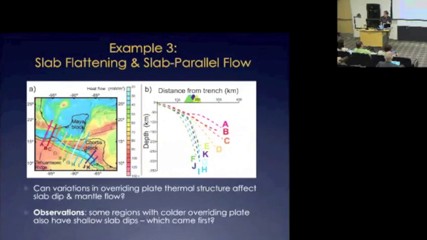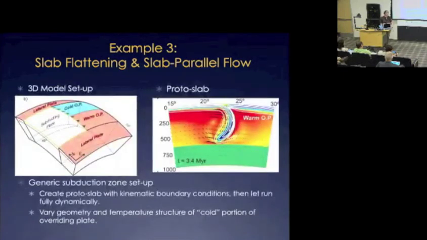We set up, in this case, a pretty generic model for looking at subduction. So we have a 3D model in which we have a subducting plate with two lateral plates on the side, so you have flow around the edges of the plate. And on the overriding plate, we could start out with either a uniform plate age or have one section which is colder than another section, and then ask how the slab dip evolves in time underneath these two different thermal structures that change along strike of the slab.